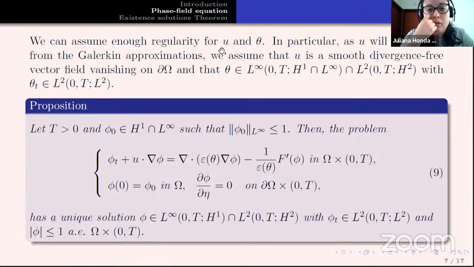So we can assume that U and theta are regular enough. In particular, as U will come from the Galerkin approximations, we can assume that U is a smooth, divergence-free vector field that vanishes on the boundary, and that theta has this regularity here. So supposing that P0 is an H1 and L infinity function with its L infinity norm less than or equal to 1, this problem has a unique solution P satisfying this regularity and the maximum principle. The idea to show the existence of solutions is to employ the Faedo-Galerkin method and guarantee the necessary a priori estimates for the approximated solution.